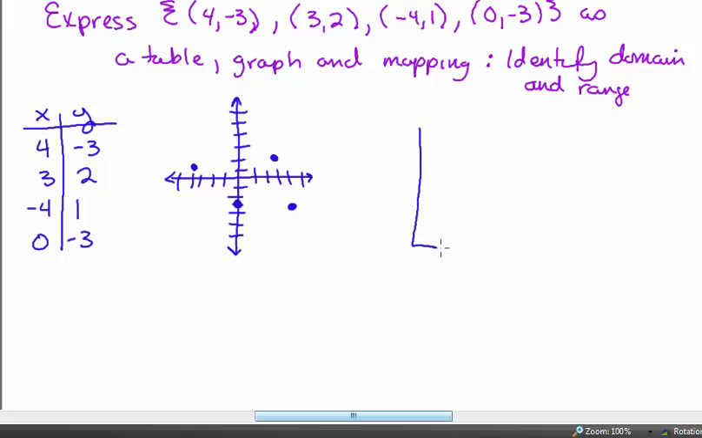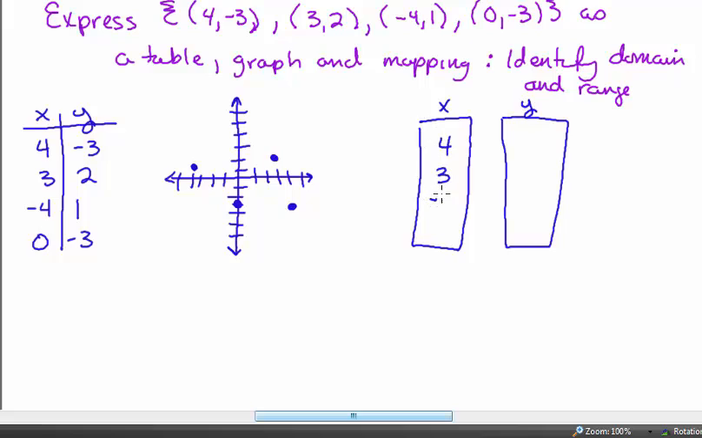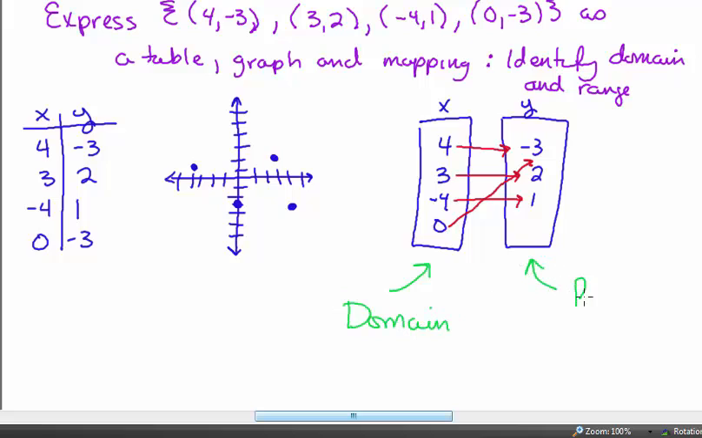And then our mapping. For this one, I'm going to go ahead and use X and Y, and I'll show you why momentarily. So I write down my X's, and I write down my Y's, and then I have a -3 again, so I don't have to write it a second time. 4 goes to -3, 3 goes to 2, -4 goes to 1, and 0 goes to -3. And then I'm going to identify the domain and the range. Here's my domain, and here's my range.